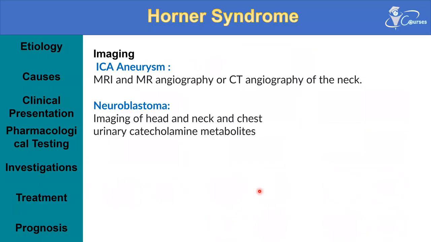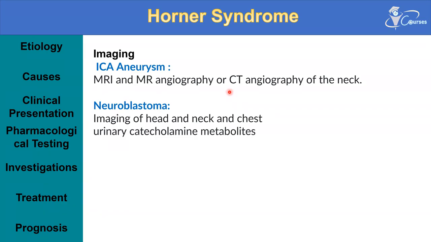Horner syndrome can be caused by internal carotid artery aneurysm. For investigations, we do imaging like MRI and MR angiography or CT angiography of the neck. This is important if the patient has neck pain, so you should do MRI or MR angiography or CT angiography for the neck.